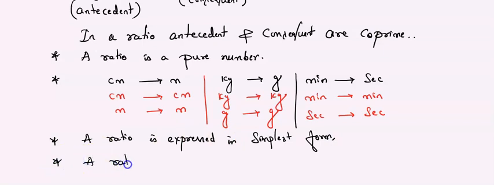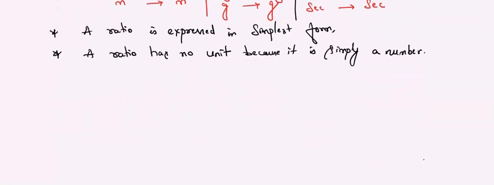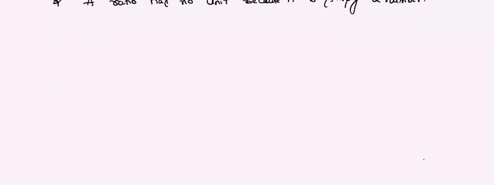And this is a very important point from the examination point of view. A ratio has no unit, there is no SI unit of ratio, because it is simply a number. Done? So this is the basics of ratio. Any doubts? Good. I hope you all have copied these points. Now let me start solving problems related to ratio.